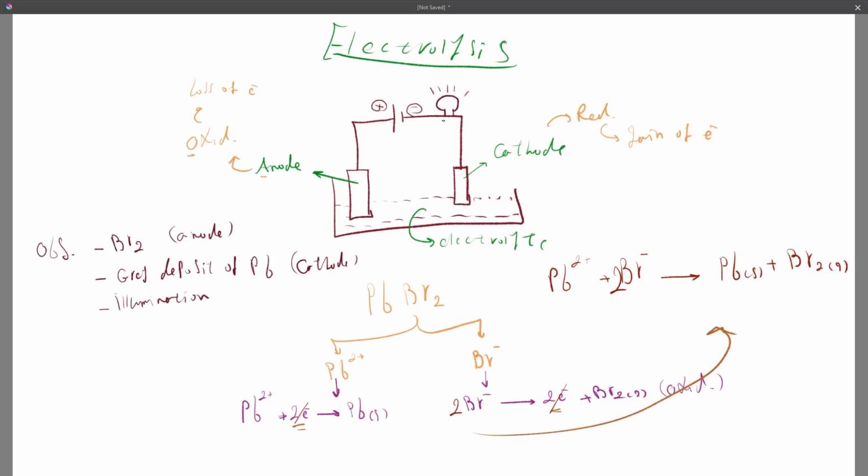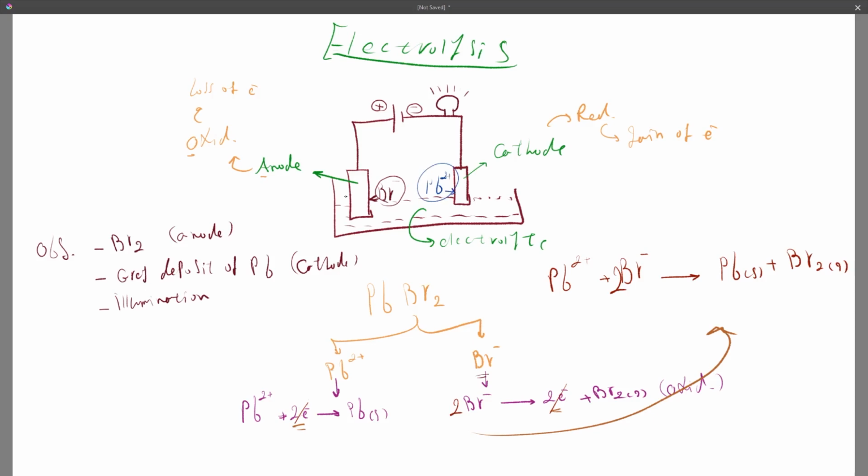The ions move in opposite directions. This anode is positively charged, meaning that it will attract the negative ions. These are the bromide ions. So here we have the bromide ions going towards the anode. This cathode right here is negatively charged, so it will be attracting the positively charged lead ions right here. So these will be going this direction.